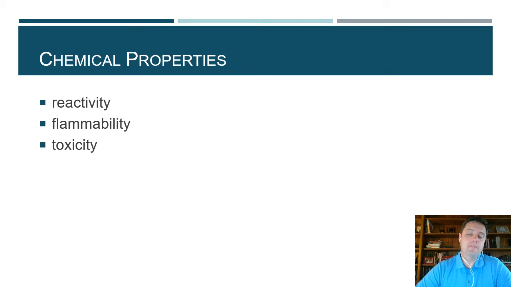And if I was to show you, for example, a sample of some sort of chemical reagent that we had in the lab, oftentimes there will be a warning label on the side of the bottle that will talk about those three things: reactivity, flammability, and toxicity. And they'll give you an indication of how strong that chemical is as it relates to being reactive, flammable, and toxic. So those three properties are the big ones when it comes to chemical properties.